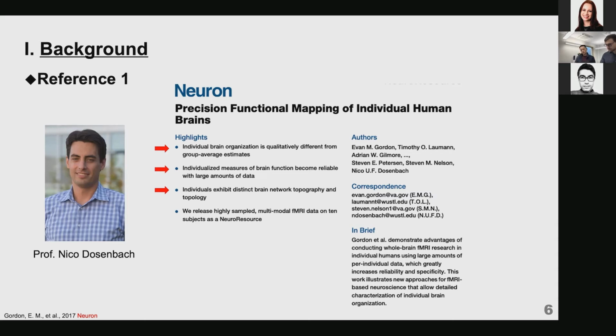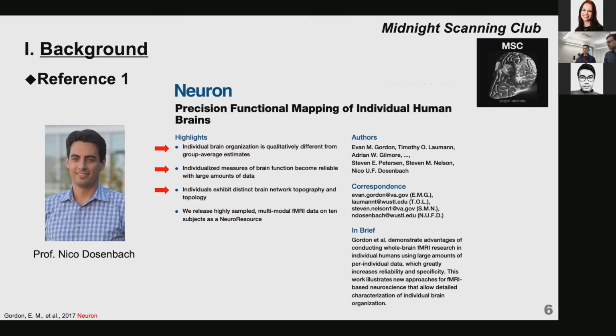So if we would like to intensively scan someone, we need constant fMRI available time slots. But we all know that in daily life, in the daytime, the fMRI machine is always fully booked. But at midnight, the fMRI machine is always free or available. So Professor Dosenbach thought that they could use that kind of time slot to intensively scan their subjects. So in this paper, they actually scanned their participants at midnight. They named their project Midnight Scanning Club, and they came up with this very cool logo.